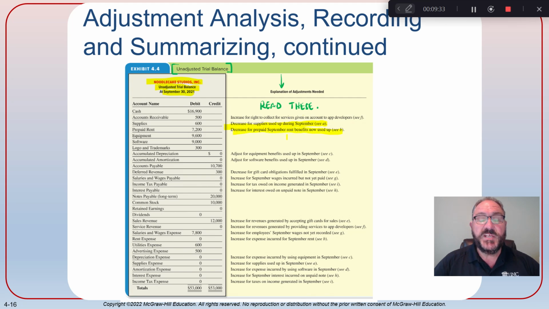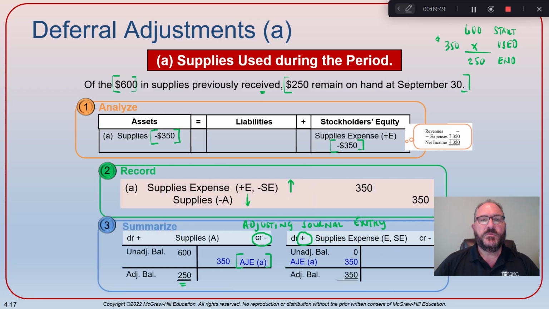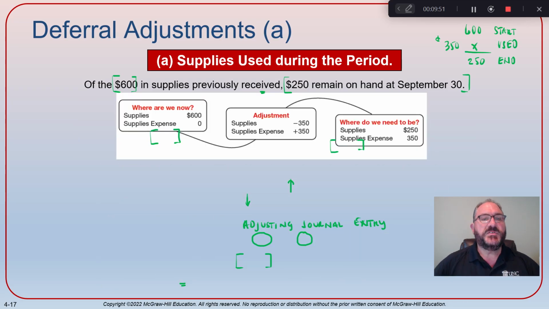So you should take a moment, stop here and read these. I'm not going to read them all to you, but read them. And then as we go through, these are the things we're going to do in this chapter so that you see them, okay? All right, let's take a look at this first one here, okay? Let's say, of the $600 in supplies previously received, $250 remain on hand at the end of the month.